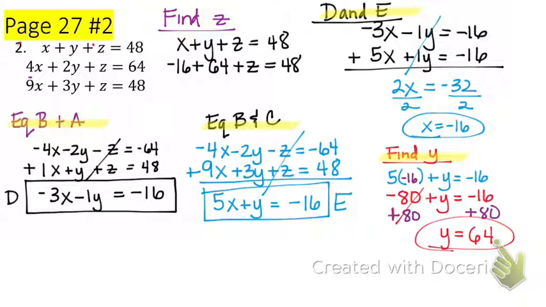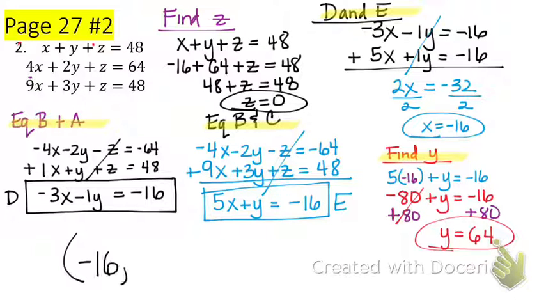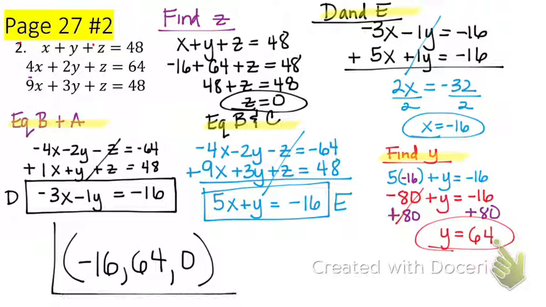So in your calculator, add the negative 16 plus 64, which I believe is 48. So you have 48 plus z equals 48. And when you subtract 48 from 48, you get 0. So your solutions are, all right at the bottom, x is negative 16, y is 64, and z is 0. That is the solution to this system.